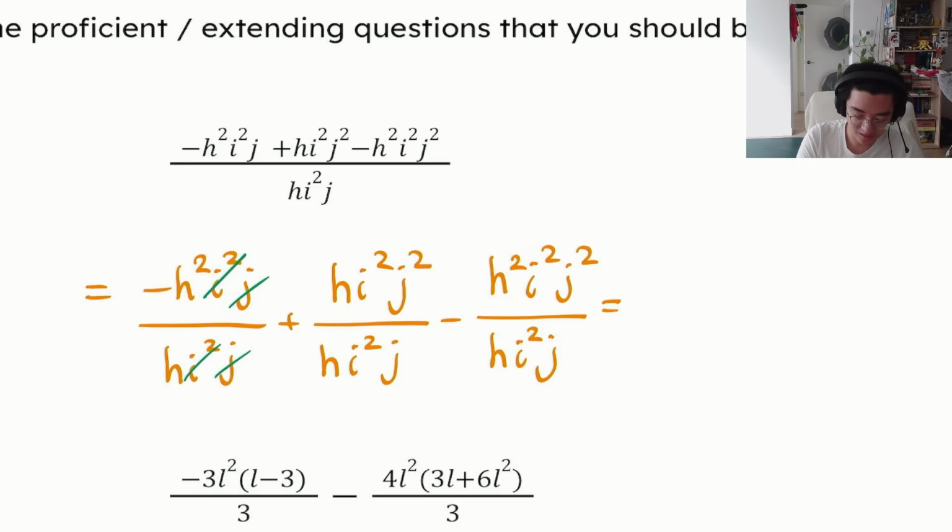Our first one is just h squared divided by h. So 2 minus 1.